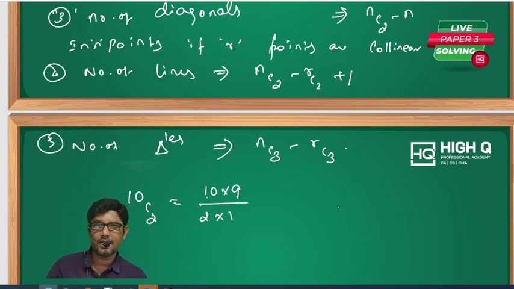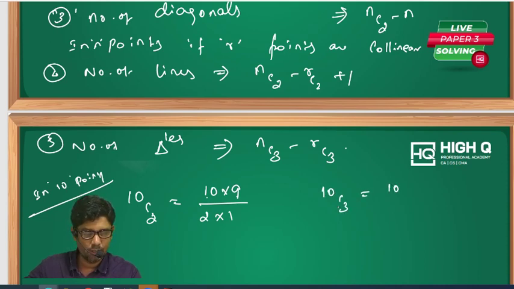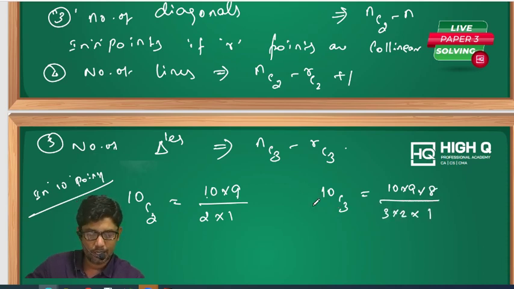If the question asks for the number of triangles that can be drawn in 10 points, 10C3 will come. 10C3 is equal to 10 into 9 into 8 divided by 3 into 2 into 1. This is our 10C3. Okay, that is triangle.